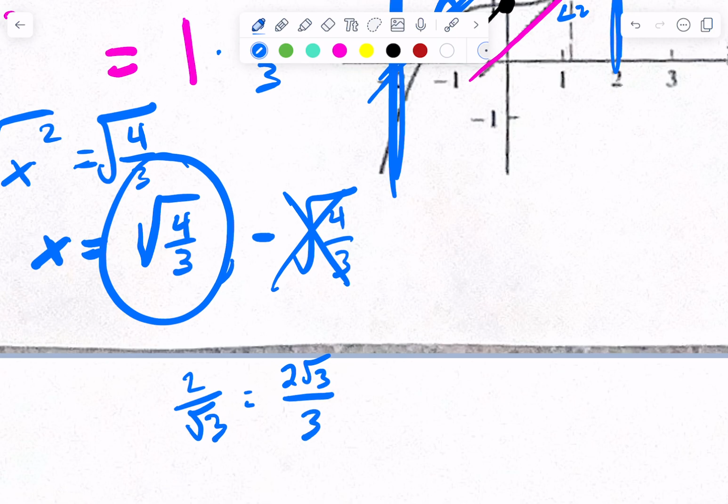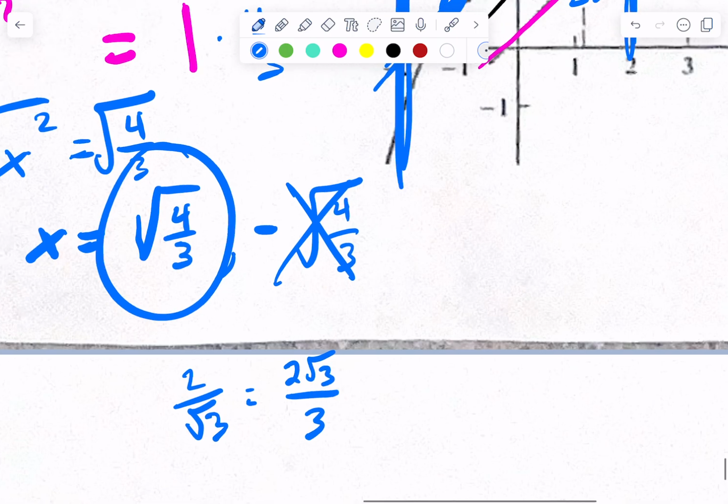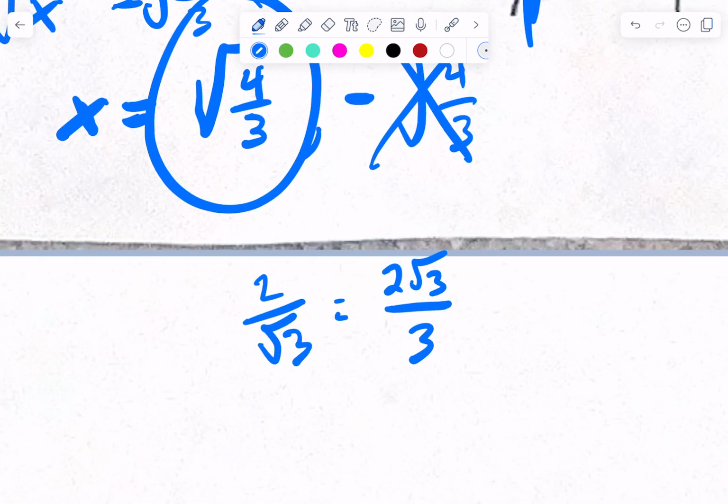If you rationalize, do you guys remember rationalizing? In trig, you probably don't, because we are going to get ready to do that soon. I do. You do? I hated it. Yeah, we've done that. You have? Okay.